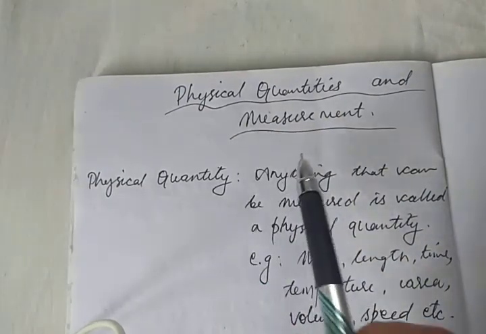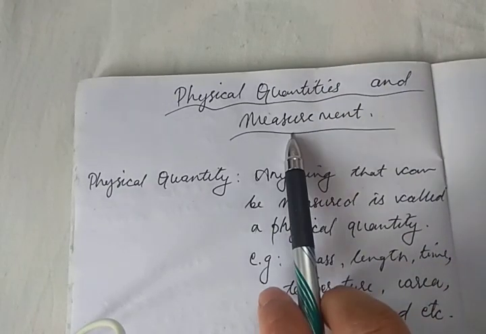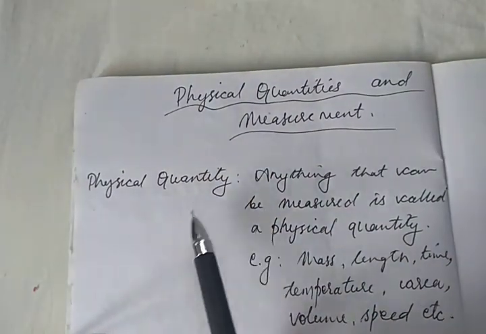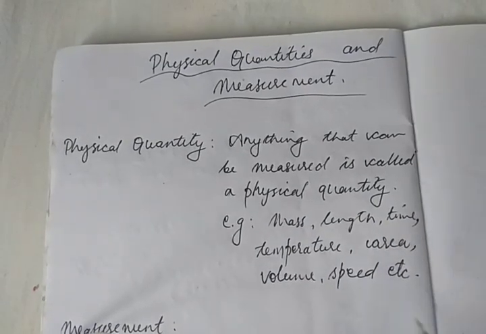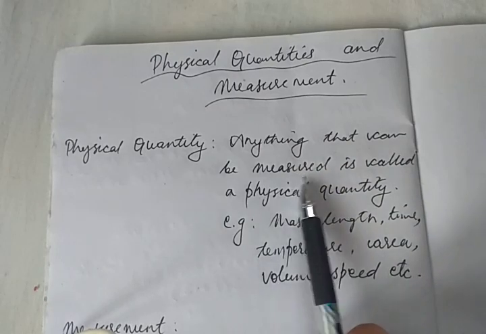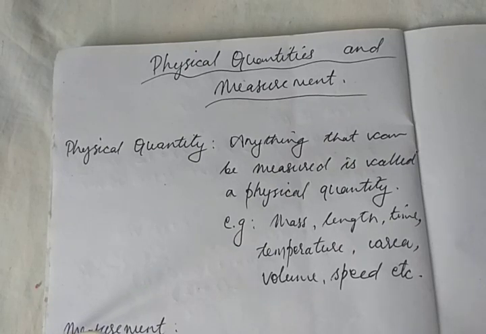This topic that we are going to start is called physical quantities and measurement. This is the second chapter given in your book. Now, to start the topic, we first have to understand what a physical quantity is. Remember, anything that can be measured is called a physical quantity. Anything that is measurable is called a physical quantity.